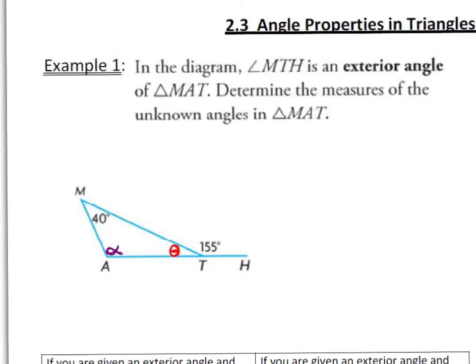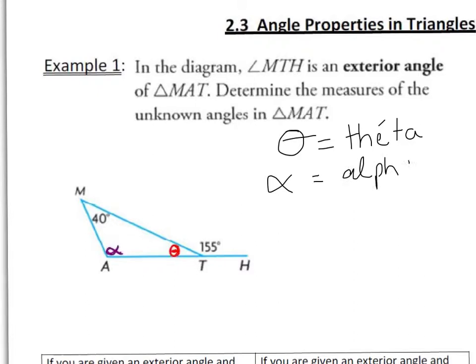Now to start off, let's just identify what this and this little symbol mean. Alright, so this little symbol is the Greek letter theta, and then this little fishy thing right here is called alpha. So they're just used to identify the angles, just like x or y or any other variable.